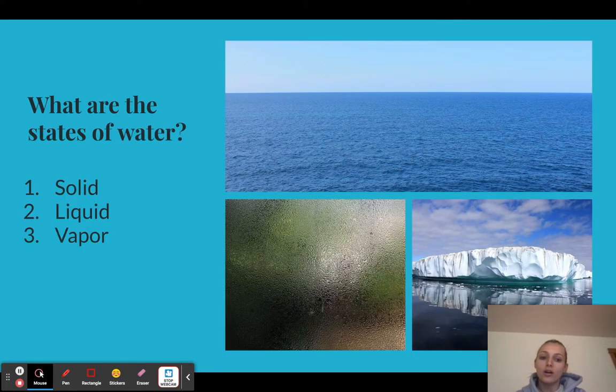What are the states of water? During the process of the water cycle, the water goes through three stages: solid, liquid, and vapor. Ice is an example of solid water. Water in the ocean is an example of liquid water. And water vapor can be found in moist places, such as when you come outside and your car window has little water droplets on it in the mornings.